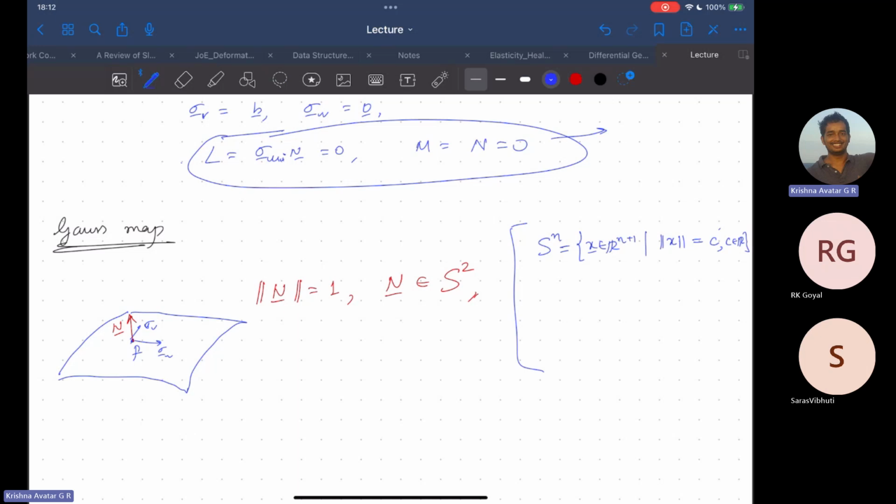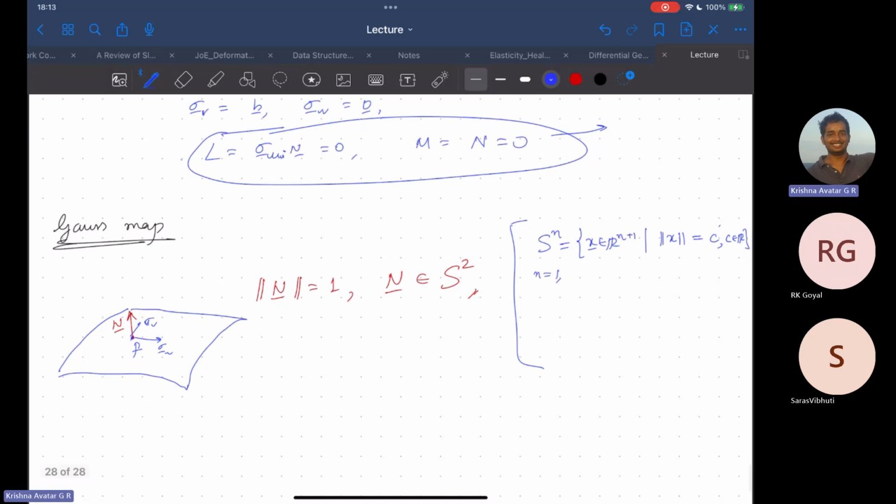So you see that if n is equal to 2, then X vector is an element of R3, which means that it denotes a sphere, right? I hope you are able to see this, or maybe let's start from the basic case. If n is equal to 1, of course, 0 makes no sense, then we'll have S1, the set of X vector, an element of R2, such that the norm of X is equal to C, where C is an element of R.